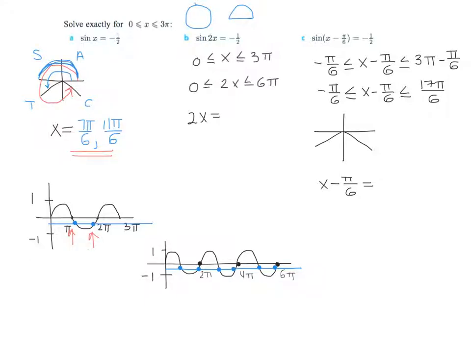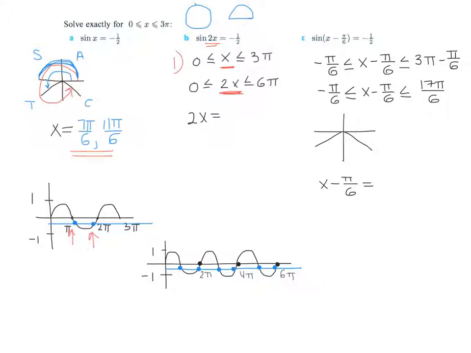Next, we have sine of 2x is equal to negative half. Your angle has been multiplied by 2. So the first thing we need to do is change the domain. Given the domain from 0 to 3 pi, your x has become 2x, so you're going to multiply left and right by 2. 0 times 2 is 0, 3 pi times 2 is 6 pi. So our new domain is going from 0 to 6 pi. That means you're going around the circle 3 times.